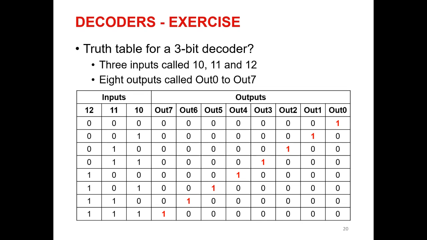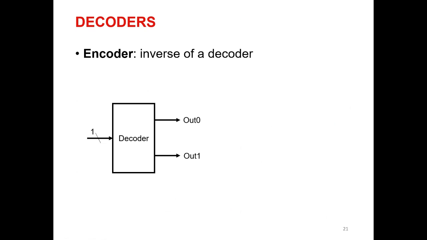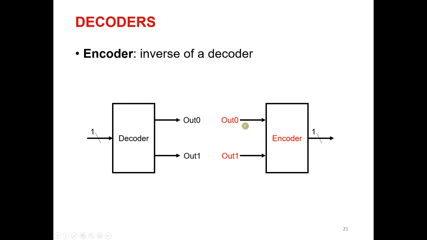Okay then, so now we have that the decoder has one input and two outputs. Then we also have something that is the inverse of the decoder, and we call it the encoder. So we will have two inputs and it will give us one output, okay? It's just the inverse of the decoder. It's exactly the same, but inverse.